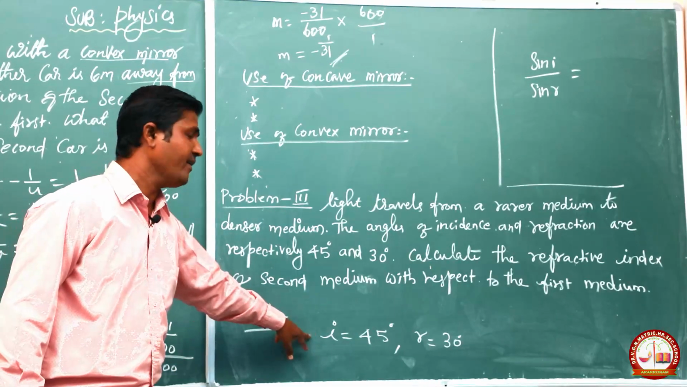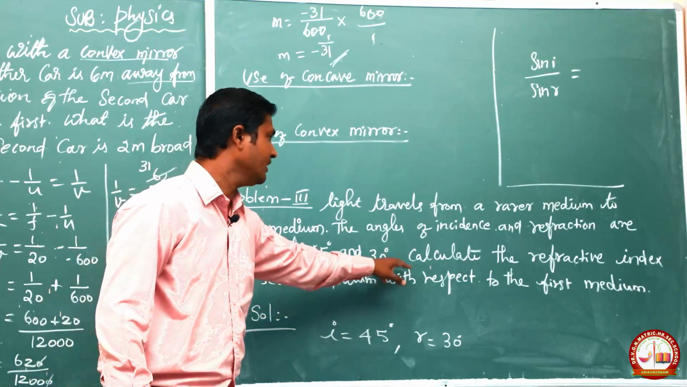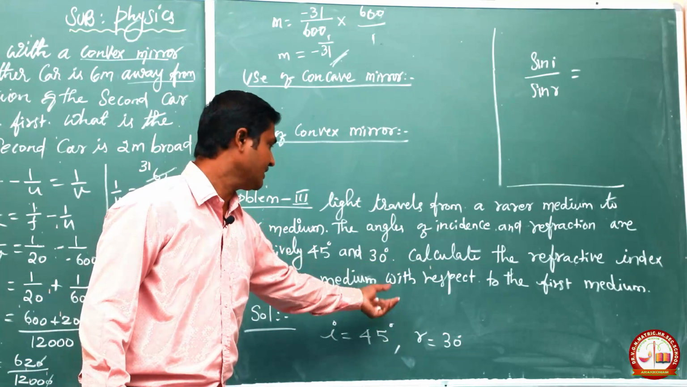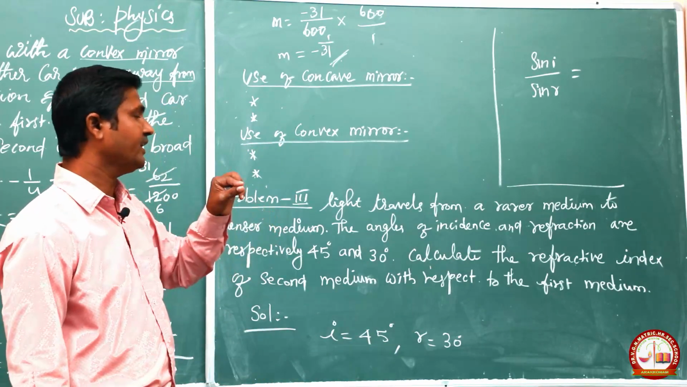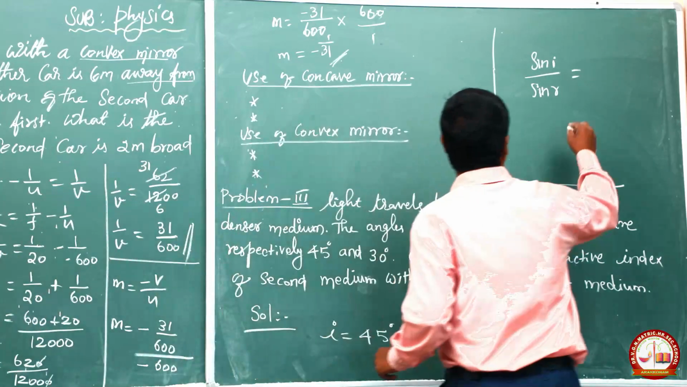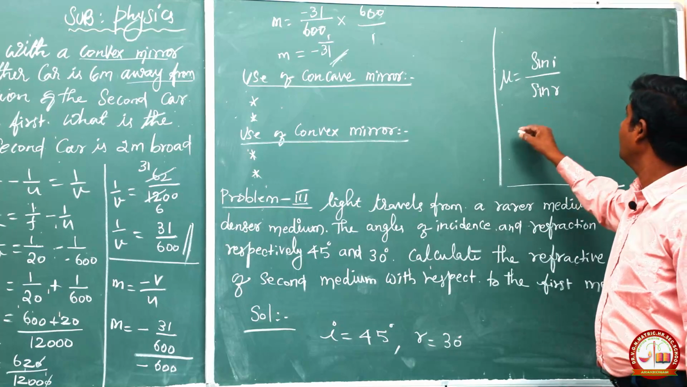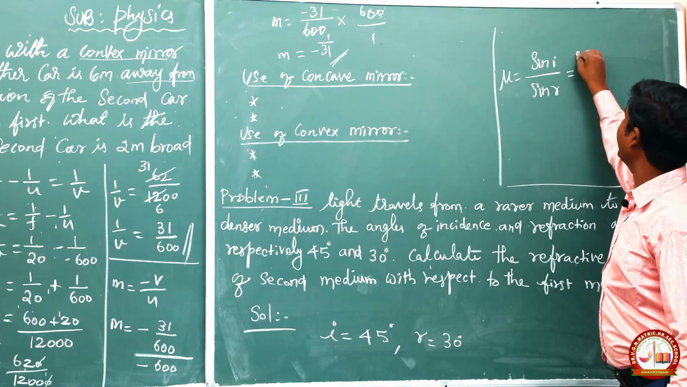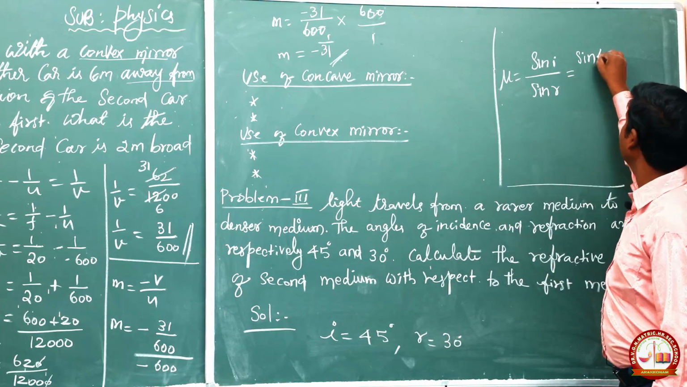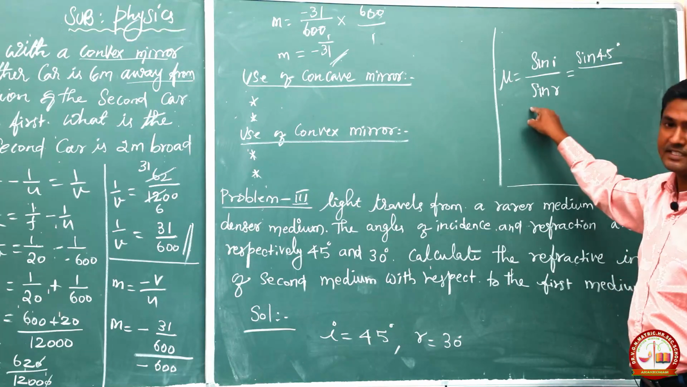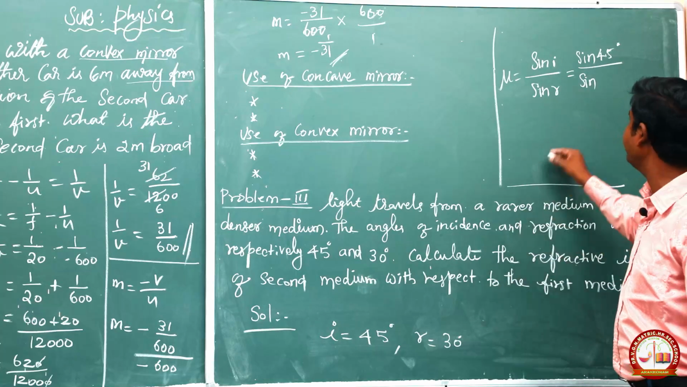Solution: i is the incident ray angle, 45 degrees, and r is 30 degrees. Find the refractive index of the medium. What is the formula? Mu equal to sin i by sin r. Put in the values: sin i is sin 45 degrees, divided by sin r, where r is 30 degrees, so sin 30.